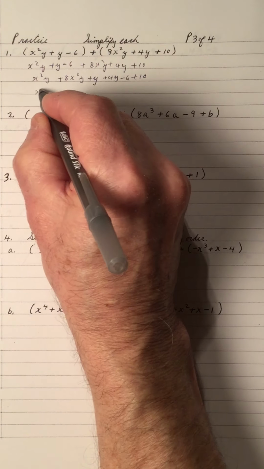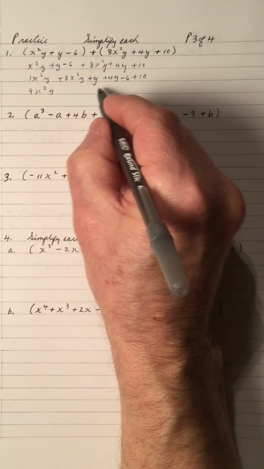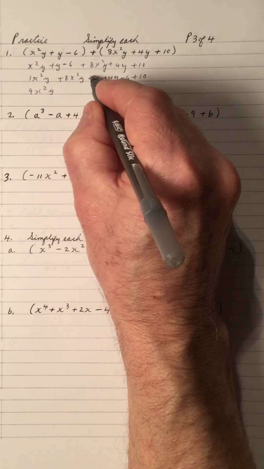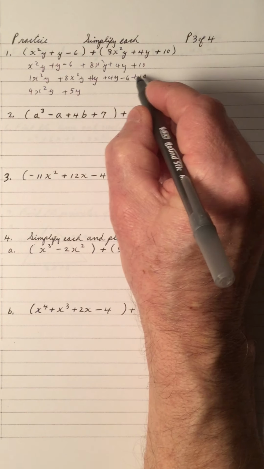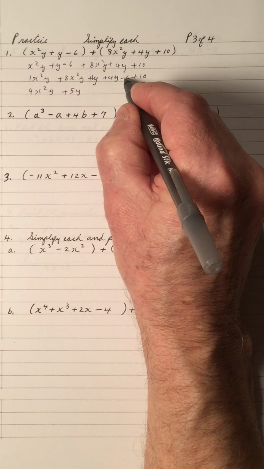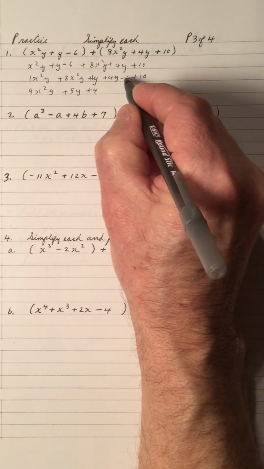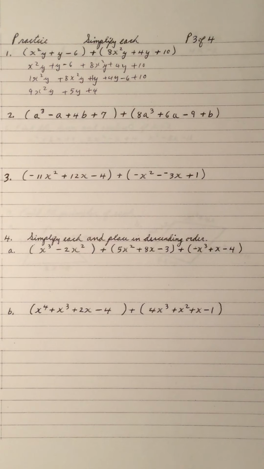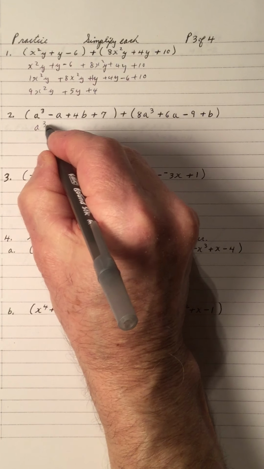The like terms are x squared y, and that's a 1 plus 8 is 9. I have 1y and 4y, that's a 1. 1y and 4y is 5y. And negative 6 plus 10 is plus 4, or subtract 6 plus 10 is plus 4. Number 2, remove the brackets.